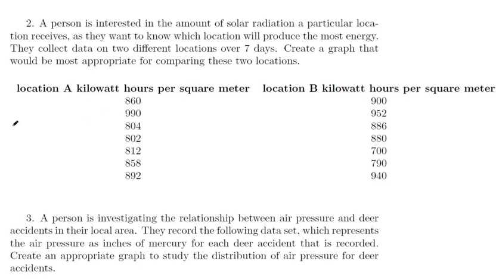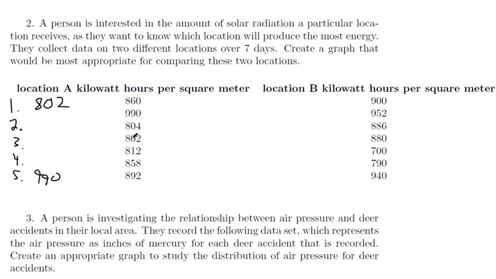Okay, so to make a box plot, what you want to do is find your 5-number summary for each of these, or use technology, okay? The first number is the smallest number, so 860, 804, 802. 802 is the smallest number. The 5th number is your highest number, so it looks like 990 is our winner.